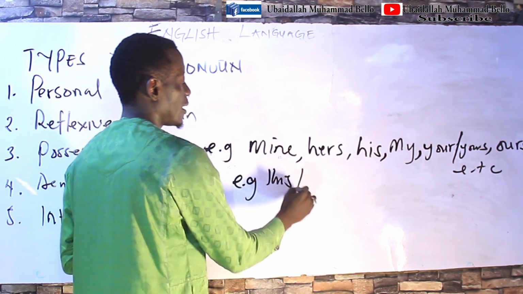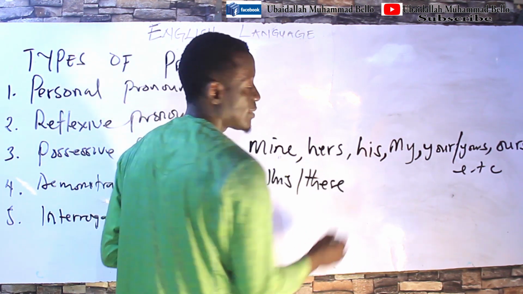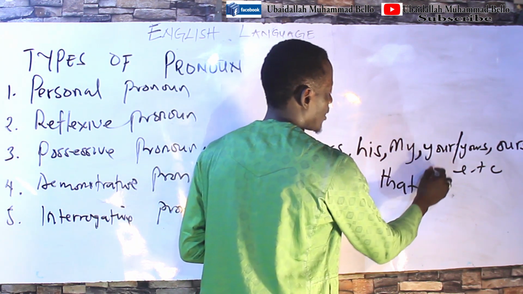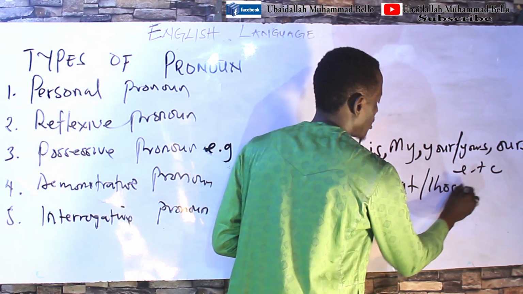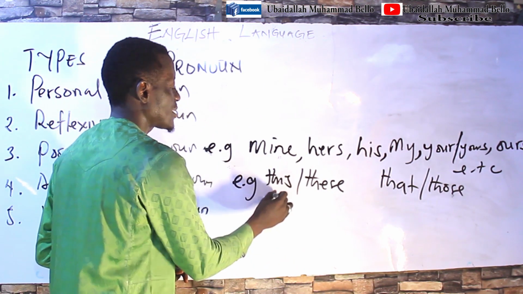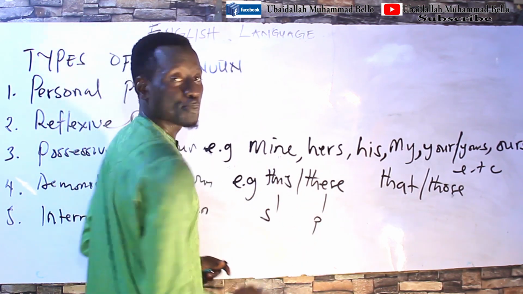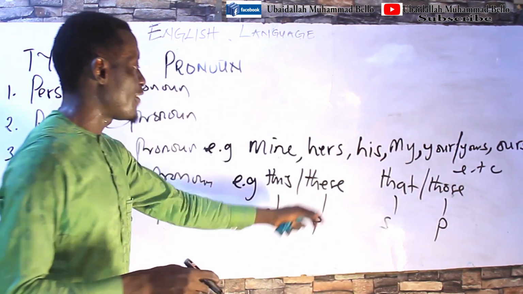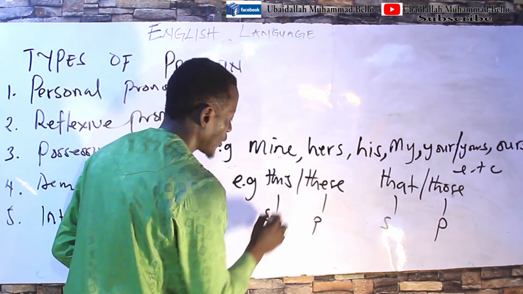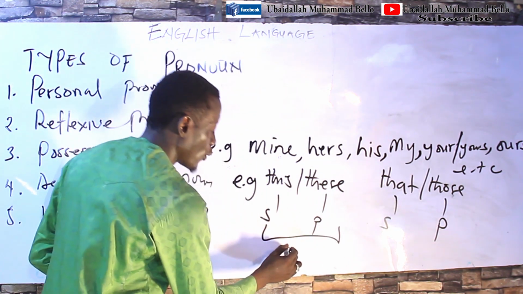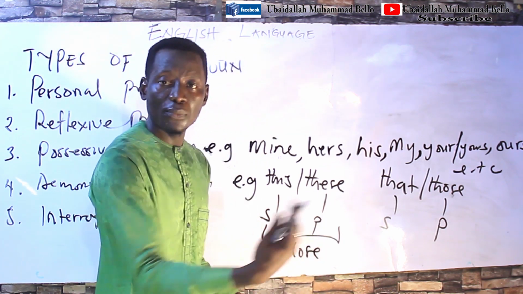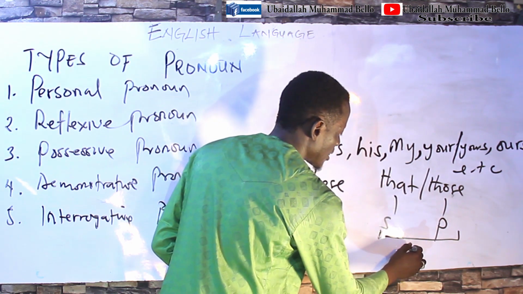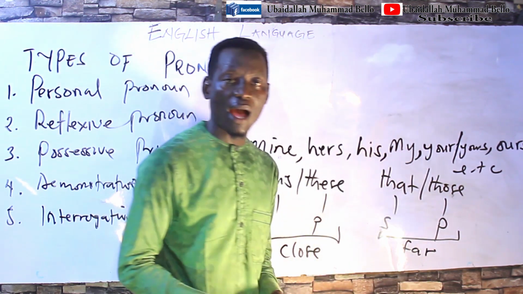We have examples like this, okay? And we have these. We also have that and those. This is singular, this is plural. This is singular, and this is what? Plural. Okay, what differentiates them? This one, or these two, have to do with what? Something that is close. And these two have to do with something that is what? Far.